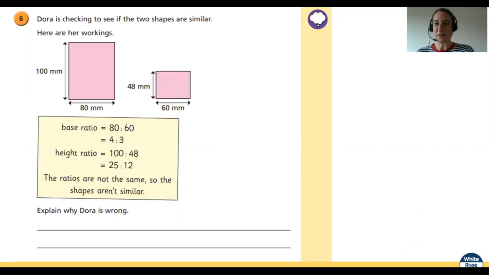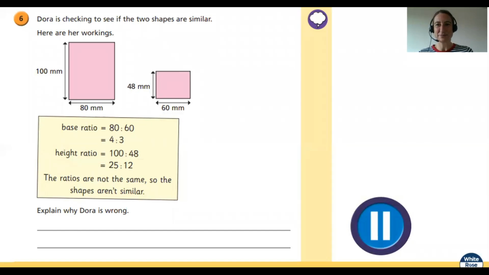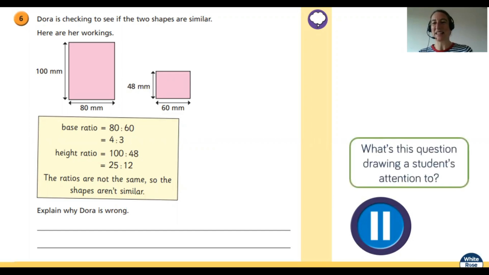So here's another question from the premium resources that I really like. Perhaps pause the video here and read through it and see if you can explain why Dora is wrong. Okay, I really like this question because it's clearly drawing the student's attention to a certain point. So what is it that this question is really focusing on? Well, it's orientation, isn't it? It's this idea of making sure that you get the correct corresponding sides.